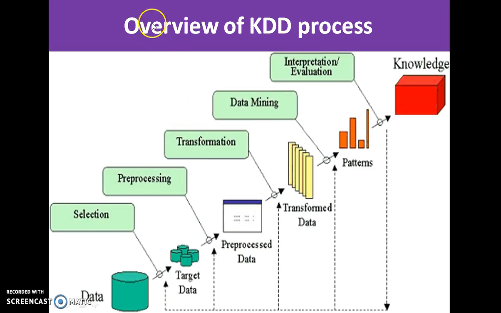And this slide shows you the overview of the KDD process. As you can observe here, initially we have large amounts of data and finally it will be converted into knowledge. This entire KDD process will have majorly 6 steps: selection, pre-processing, transformation, data mining, interpretation and evaluation, and finally the knowledge representation. So let us explore all these 6 steps in detail one by one.